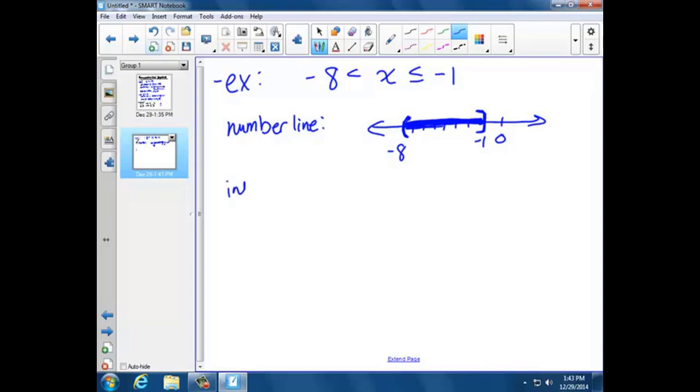Now with interval notation, it's just like reading the number line left to right. Parenthesis -8, comma -1, bracket, to show that I'm not including -8 and I am including -1. And just a heads up, if you keep going on in math, you will use interval notation all the time, over and over in every class. So definitely something to get used to, as we use it a couple times in this class.